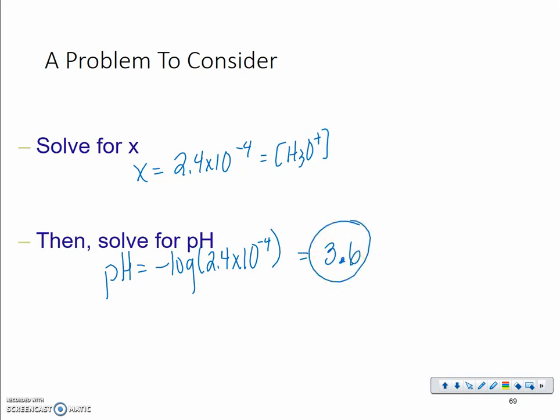Now what you would find is if you didn't have that extra formate, that 0.018, and you just did your normal ICE box, your pH would be less. You would have a stronger acid because more of it would dissociate than had you not added that formate.